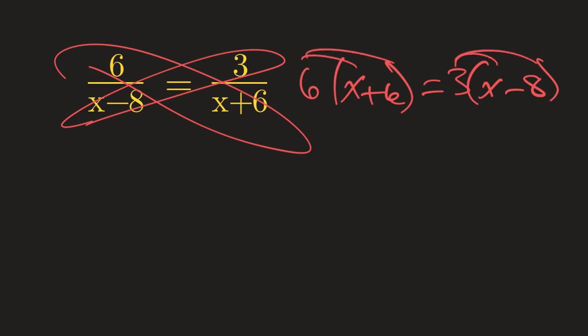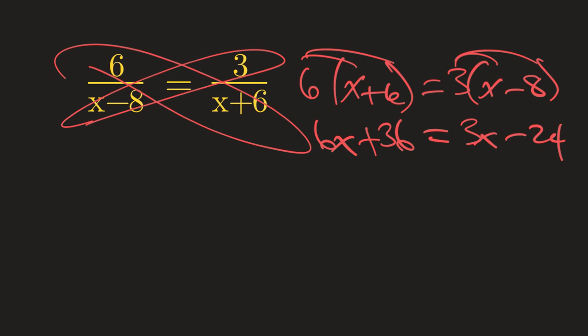Here we go. Let's distribute. 6 times x, 6x. Boom. 6 times 6, 36. Equals 3 times x, 3x. 3 times negative 8. Oh, wait, my bad. Negative 24. Okay? Is everybody good where all that came from? Can you wait just a couple minutes? I don't want you to miss this.